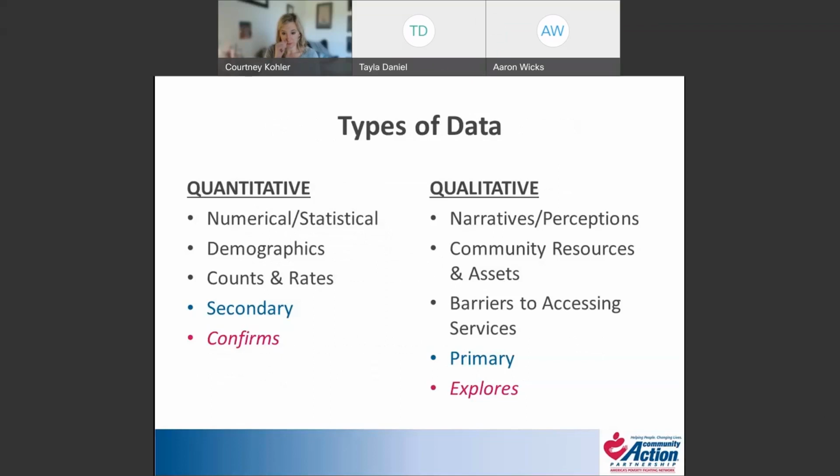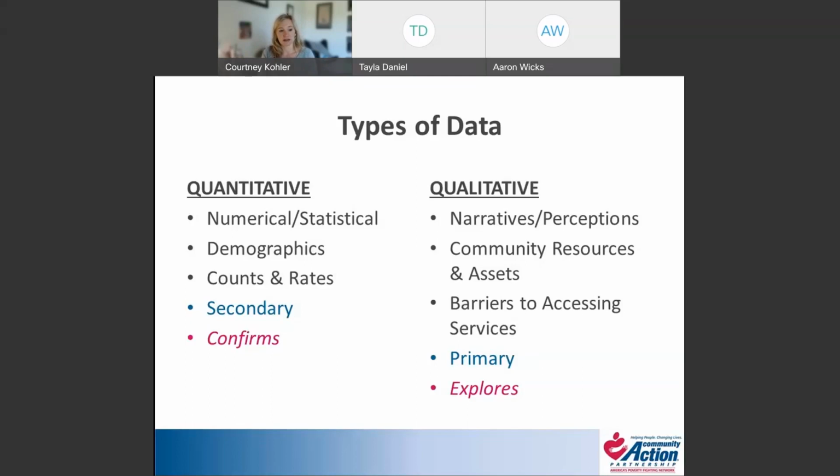There's also a couple of different types of data. We have both quantitative data and qualitative data. Of course, types of data go beyond these, but these are two buckets that most data fits into. Quantitative looks at the numerical or statistical data. Some examples might be demographics, counts and rates. So how many people are in poverty? What is the rate of homelessness in a community? Things like that. And this data is what we call secondary.